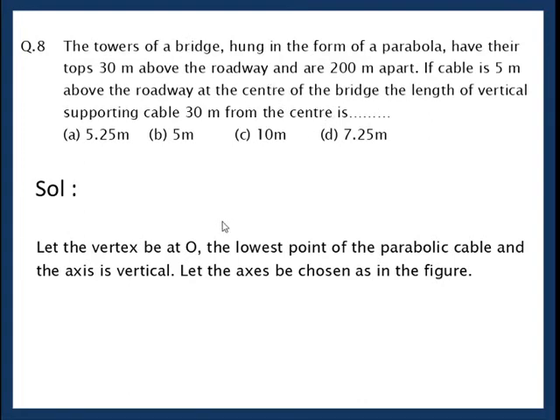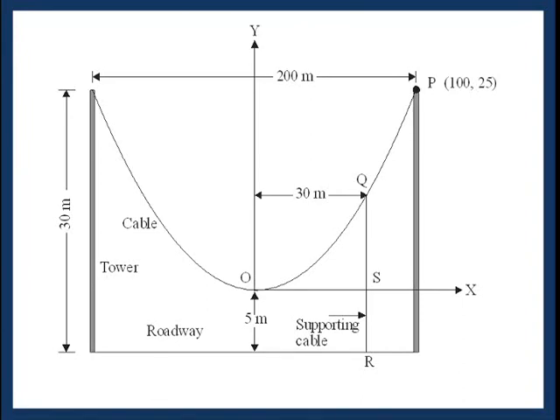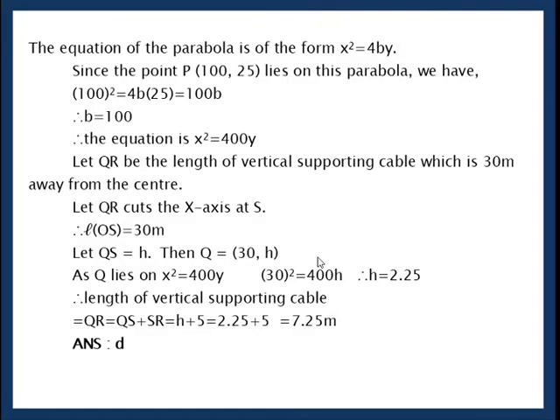Okay. Let the vertex be at O, the lowest point of the parabolic cable, and the axis is taken as vertical. Let the axis be chosen as in the figure. Observe this carefully. Try to remember the information which is given. So this is 30 meter. This is 200 meter. So because of symmetry, this is 100, right? I'll show the figure if required.